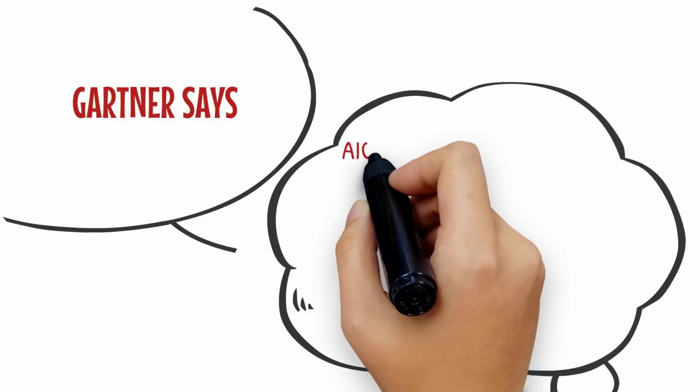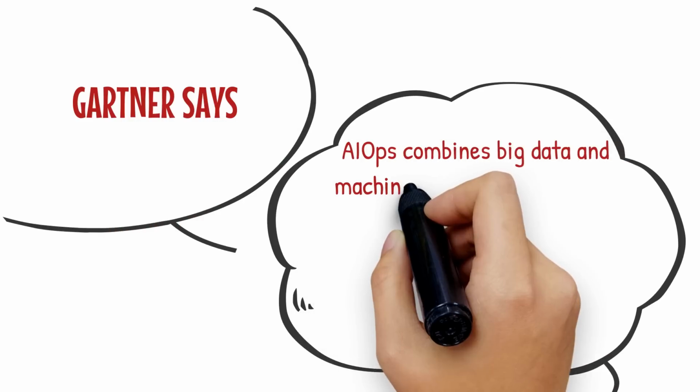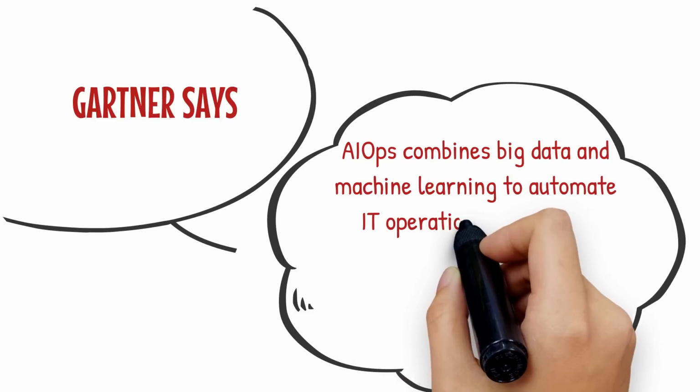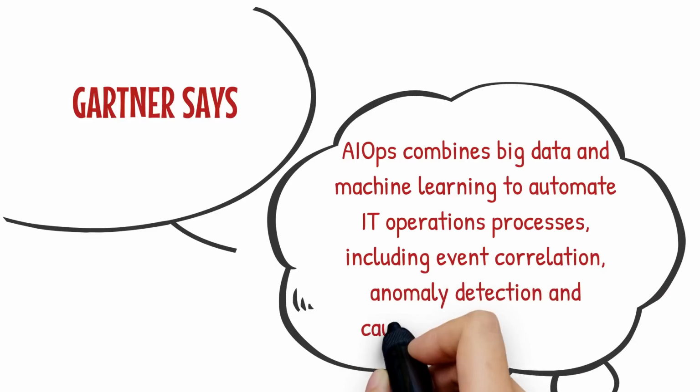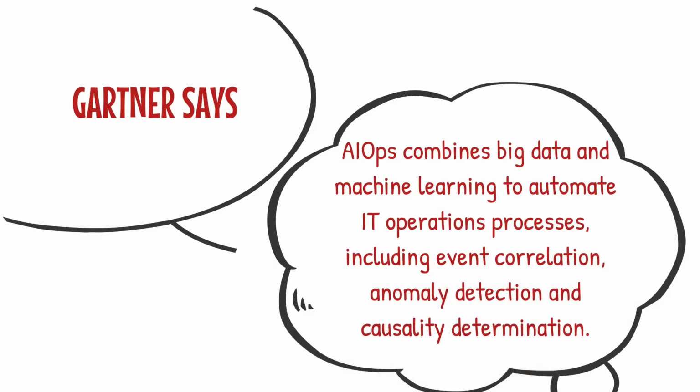So Gartner says AIOps combines big data and machine learning to automate IT operations processes. This includes event correlation, anomaly detection, and causality determination. That's a mouthful, right? Let's try to break it down further and try to make it more relatable and understandable.